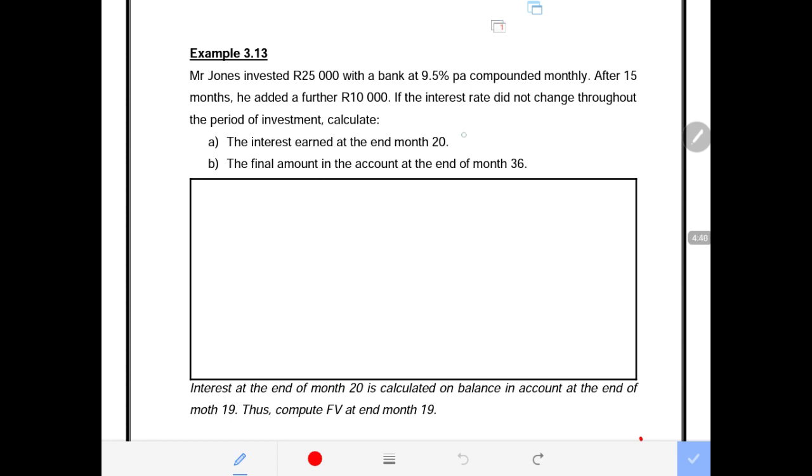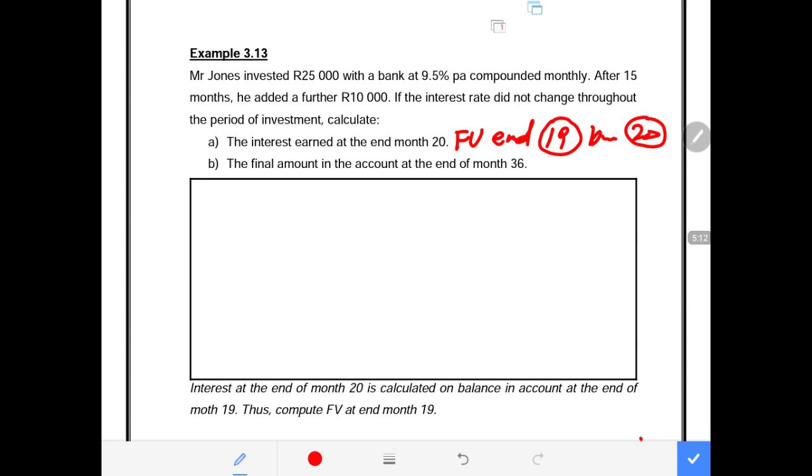So we need to calculate the future value of this investment at the end of month 19, which is the beginning of month 20. That means we need to know the closing balance of the investment at the end of month 19, which is the beginning of month 20. Then we'll be able to calculate the interest earned only for month 20, which is 1 month.